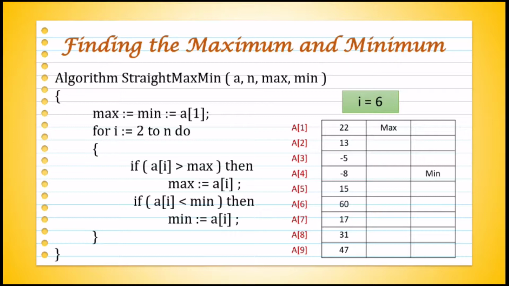So in the for loop, the first condition is if a of i is greater than max. So now a of i is what? A of 6. So in a of 6, the value which is stored is 60. So is 60 greater than 22? Yes, the condition is true. That means we will initialize the value which is stored in a of i to the max. So 60 will be initialized to max. So the new value of max is now what? 60.